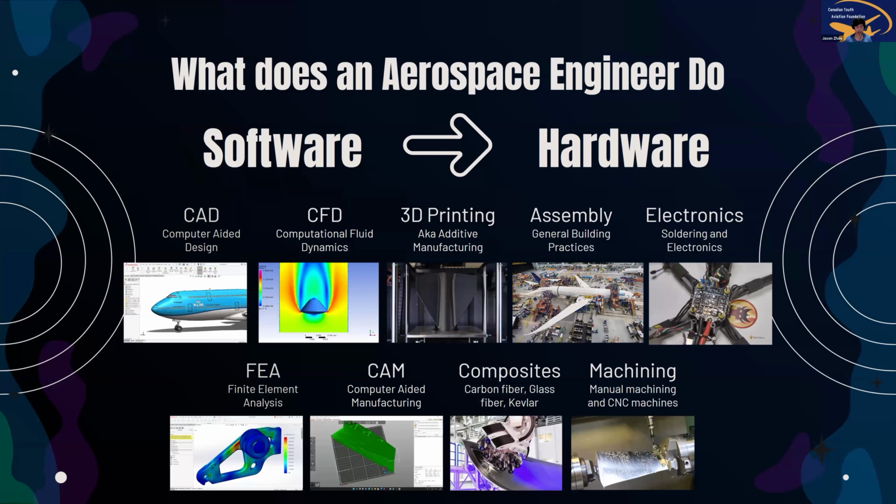There's a lot of things an aerospace engineer does. With every single project, an aerospace engineer starts with software and moves to hardware. So software is anything you do on a computer, any applications you use, any simulation software, design software, everything you do on a computer is software.